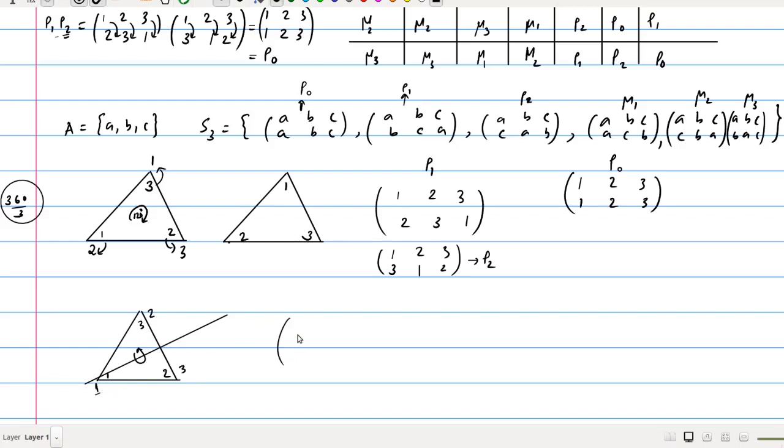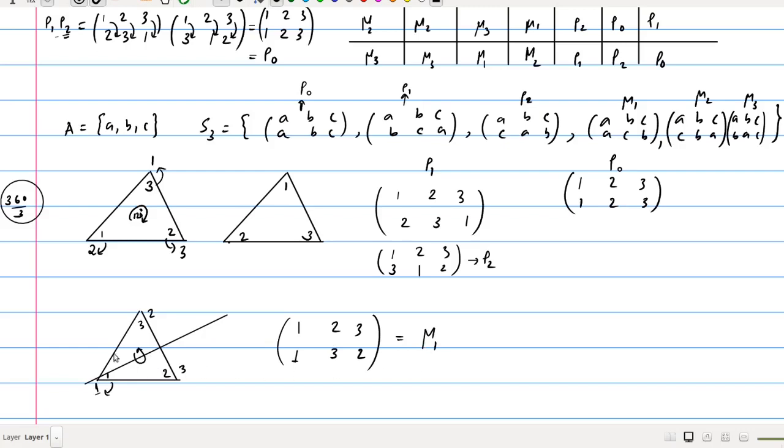So this results in a function: 1 is mapped to 1, 2 is mapped to 3, and 3 is mapped to 2. So this symmetry will give a function using this perpendicular bisector. That's what we call mu1.